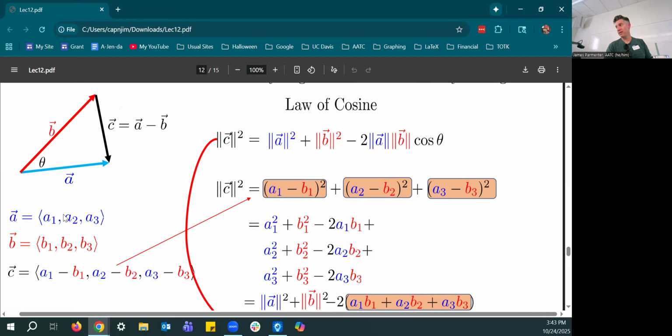And then if you write C like this, we're going to calculate the length of C squared in the usual way. The magnitude of a vector is just the square root of each component squared added together. So that magnitude is the first component of C squared plus the second component of C squared plus the third component of C squared. And then we're not taking the square root of it because we are squaring the magnitude. And then it's just a bunch of algebra.